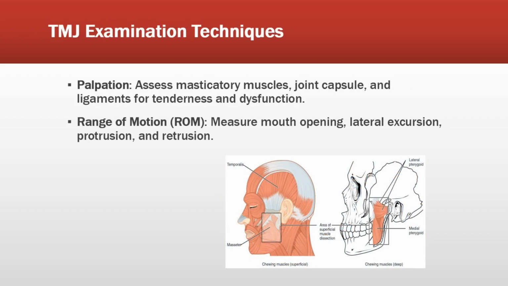TMJ examination techniques. Palpation: assess masticatory muscles, joint capsule, and ligaments for tenderness and dysfunction. Range of motion, ROM: measure mouth opening, lateral excursion, protrusion, and retrusion.